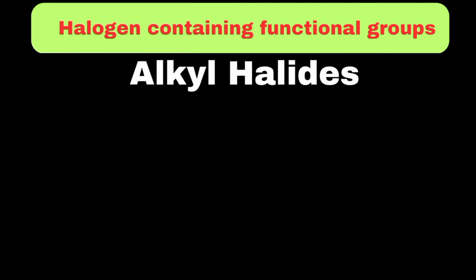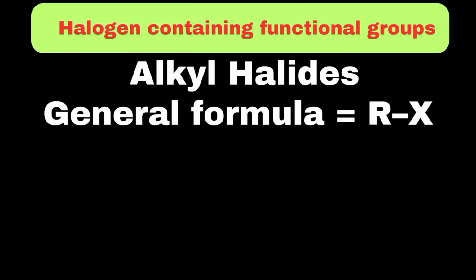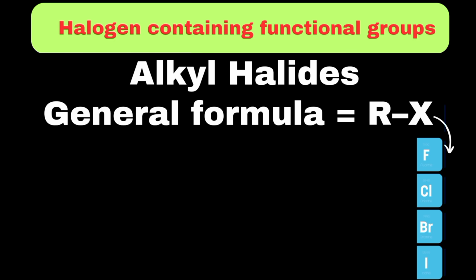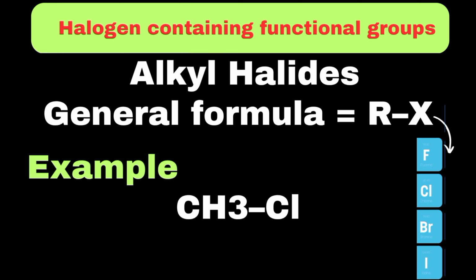Now we will move towards halogen containing functional groups. First, we will move towards alkyl halides. Their general formula is RX. Here, X refers to halogens such as fluorine, chlorine, bromine, and iodine. We can take the example of methyl chloride to understand it.